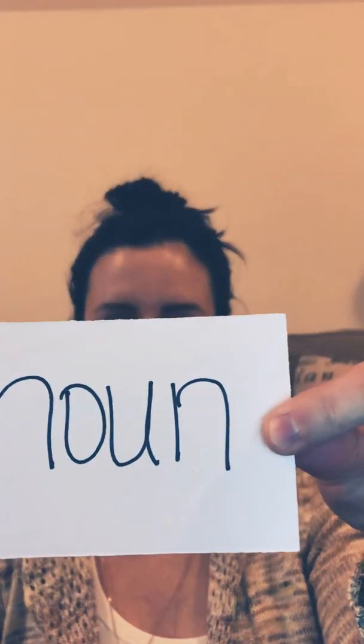A noun is a person, place, or thing. Students, my house, this remote. Those are all nouns. A verb is an action. So running is an action, teaching, speaking, listening. We can also just say to listen, to talk, to teach, to learn. Those are all actions, so those are all verbs.